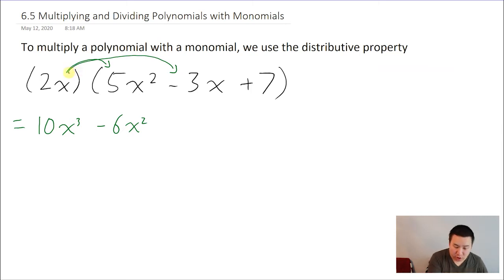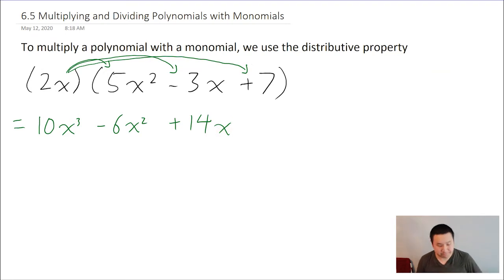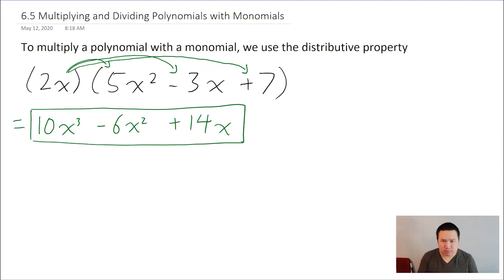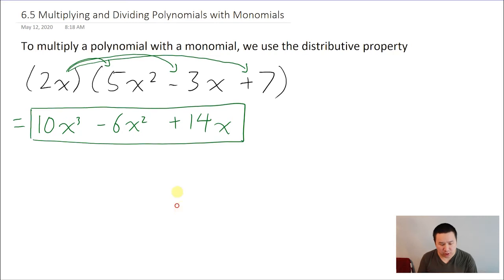So this 2x also needs to multiply with the positive 7. 2 times 7 is 14, and the x remains x. And there you have it. That's how you multiply a polynomial by a monomial. Let's take a look at a couple more examples, and then we'll get into division.